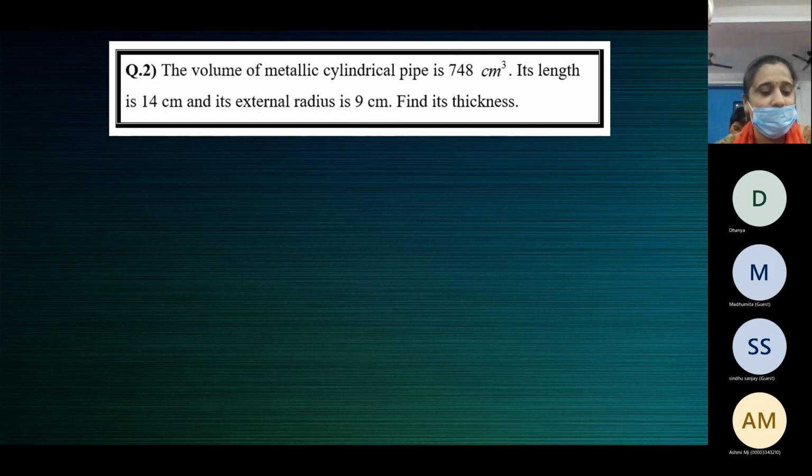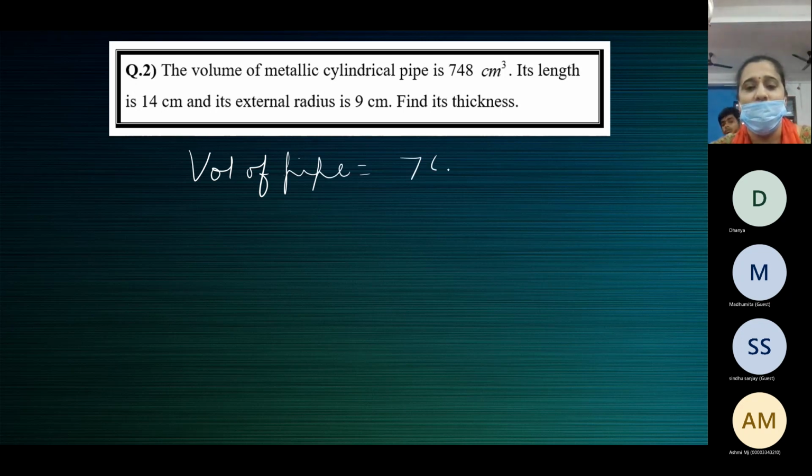The very first equation, you just have to say volume of the pipe. You can write that in detail when you write the answer. So volume of pipe is equal to 748 centimeter cube. If you can write this, you will get the answer. Can we all write this? It's given in the question, right? Volume 748 is given to us in the question. So it's easy to write this.